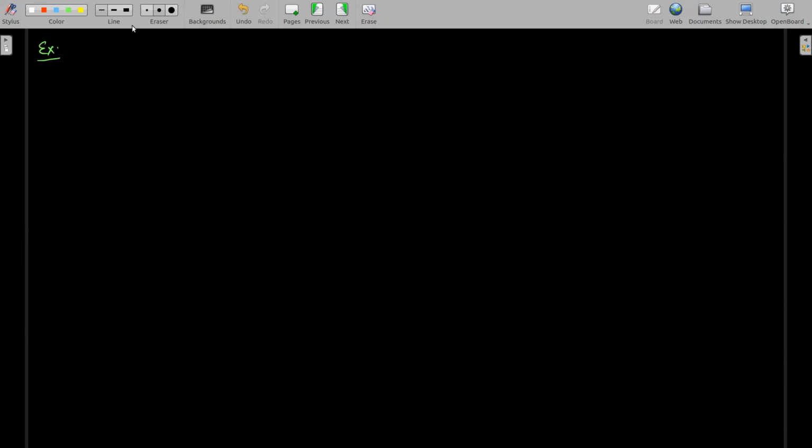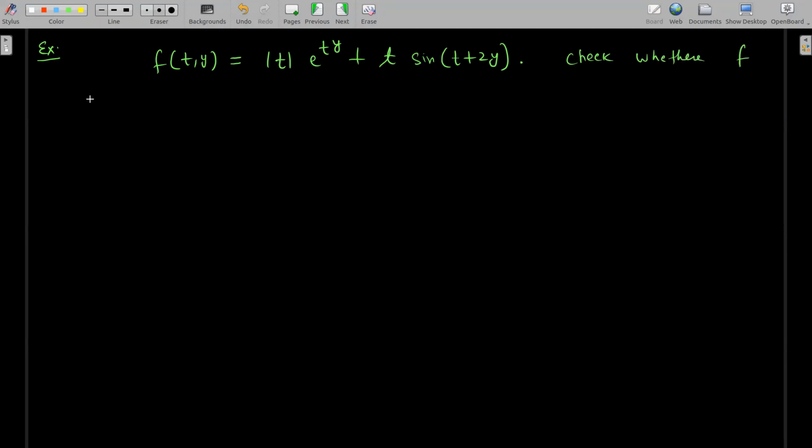For example, you have a function f(t,y) which is mod t e power ty plus t sin t plus 2y. Okay, so check whether f is Lipschitz on any closed rectangle.